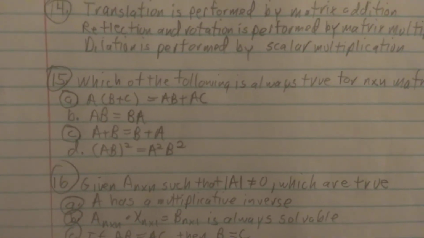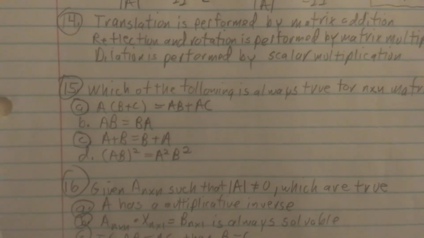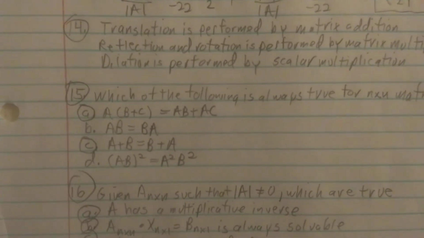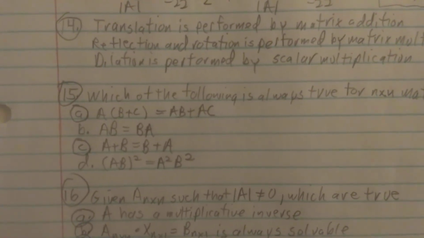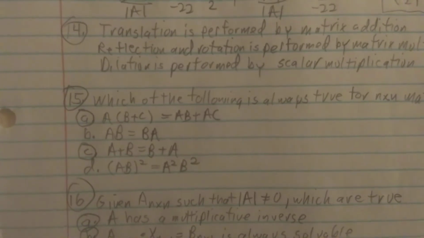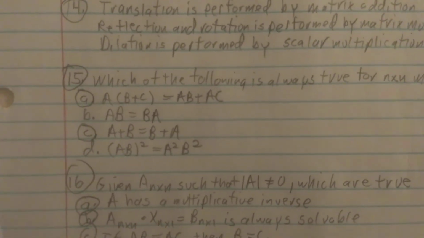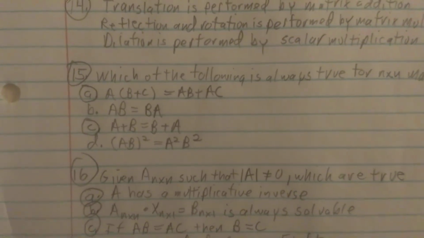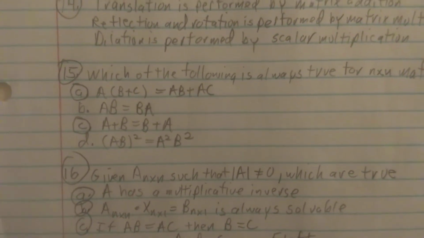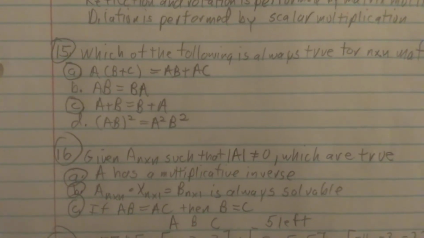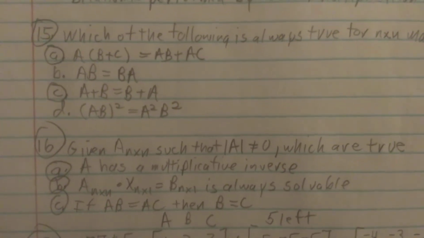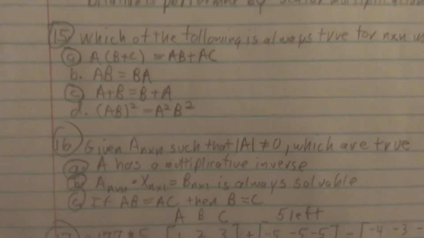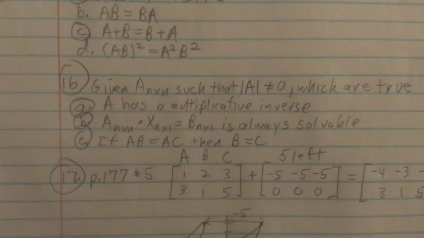Well, the distributive rule, A times (B plus C), since they're all n by n and work, is equal to A times B plus A times C always works. But A times B equals B times A is not always true, because the order that I multiply in makes quite a difference. But A plus B equals B plus A is commutative, and that works since they're both n by n. But (AB) squared is not equal to A squared times B squared, because, again, the order that I multiply in makes a difference. So A and C are the true ones there.